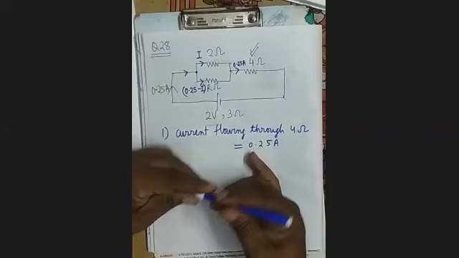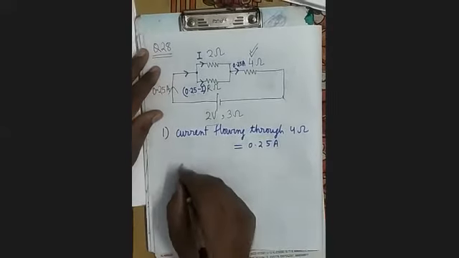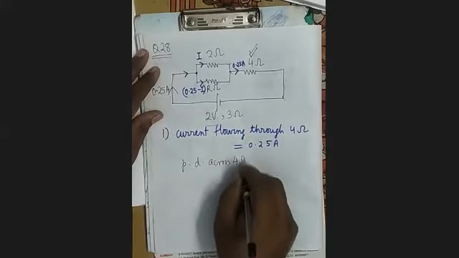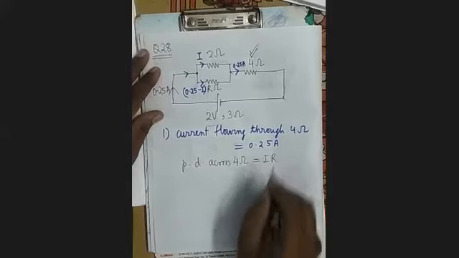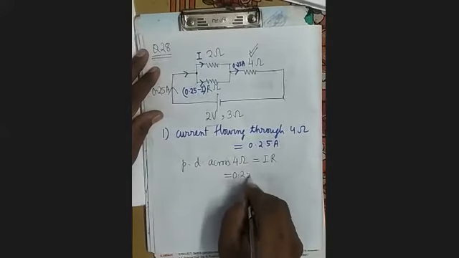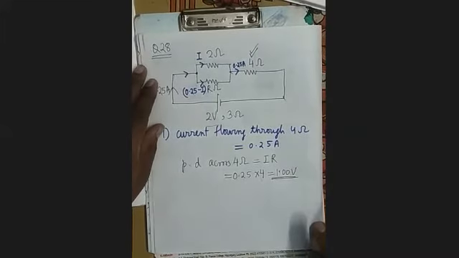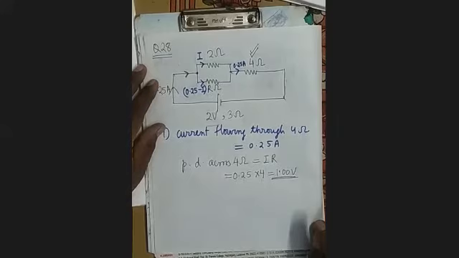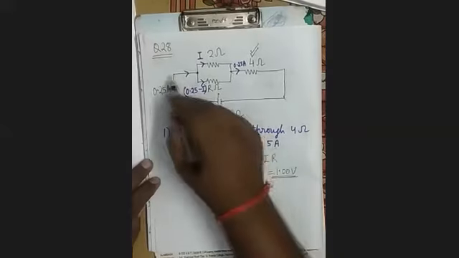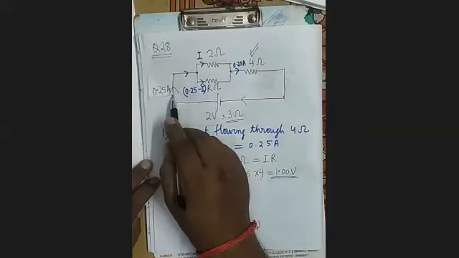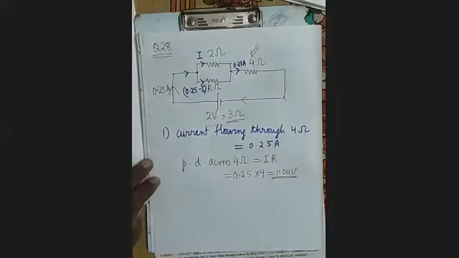Therefore, potential difference across 4 ohm is equal to I into R. I is 0.25. What is R? It's 4. That is 1.00 volt. Then you have to find potential difference across the internal resistance. Internal resistance is 3 ohm. What will be the current through the cell? Same current will flow. The main current will also pass through the cell.